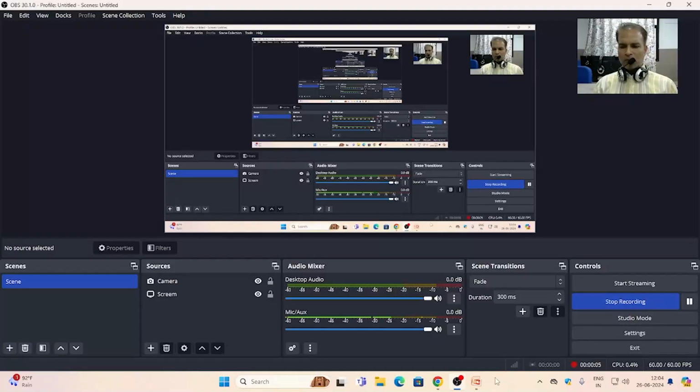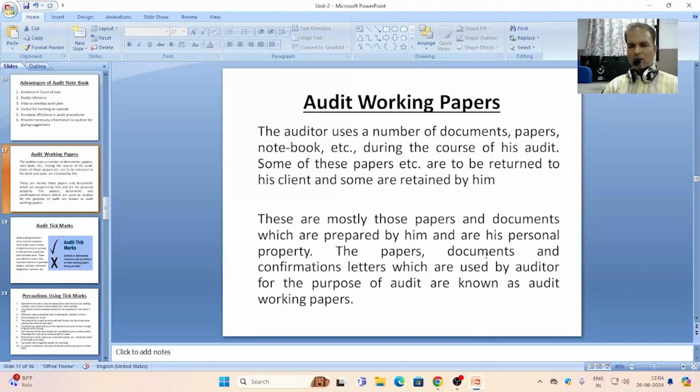Now we are going to discuss the next topic, that is audit working papers. Actually, in the procedure of auditing, the auditor uses a number of documents, papers, notebooks, registers, statements during the course of his audit work. Some of these papers are to be returned to the client, and some of these papers are retained by the auditor himself.